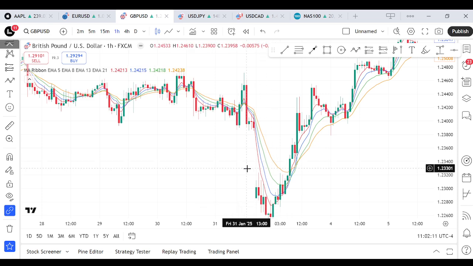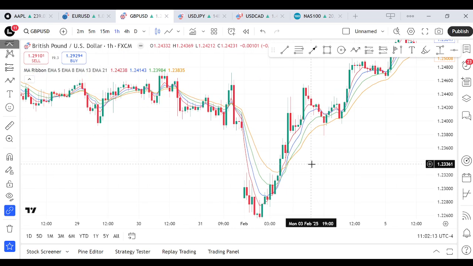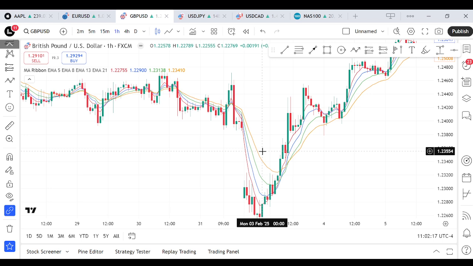So these EMAs will form the core of your strategy. As you can see in this chart, we have the 4 EMAs, the 5 EMA, which is the red, the 8 the blue, the green is the 13 EMA, and this orange one is the 21 EMA. So after putting this into your chart, the next step is to identify the trend direction.